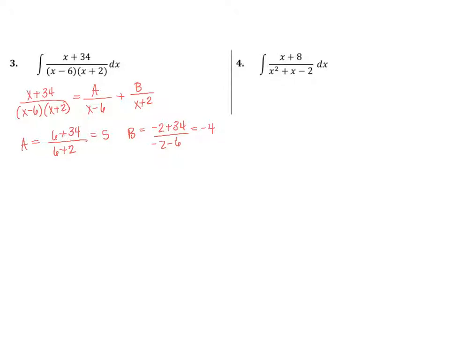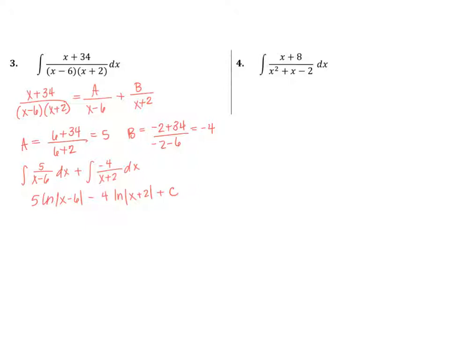And so now we can go back and look at our integral. We're going to have 5 over x minus 6 dx plus the integral of negative 4 over x plus 2 dx. And now when we integrate, we have 5 times the natural log, the absolute value of x minus 6, minus 4 natural log, absolute value of x plus 2, and then plus c. All right, so let's move on to our next problem.